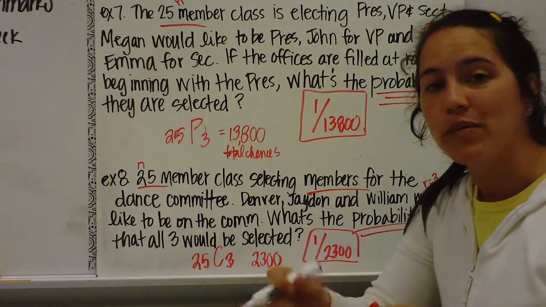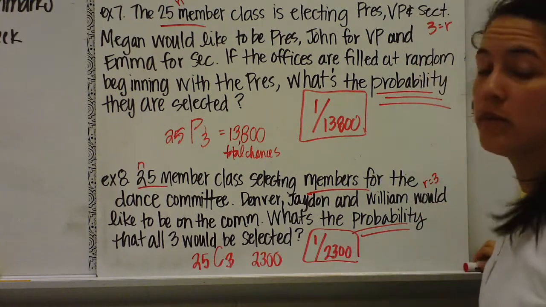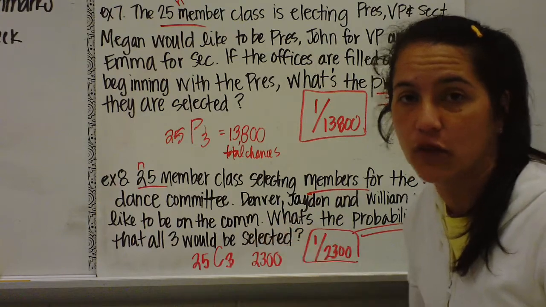So when it asks for probability, don't forget to give it as a probability, a fraction out of the total number of outcomes.